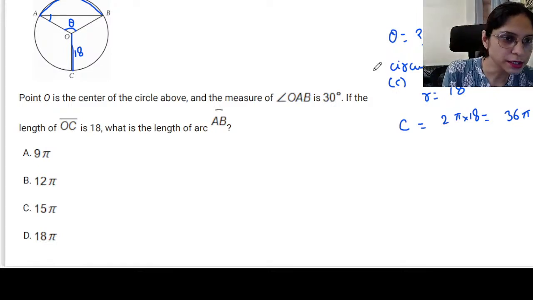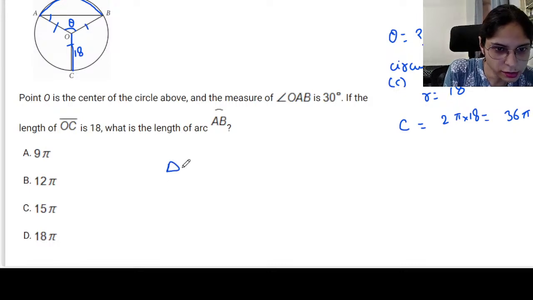Now how to get theta? Now all the radii are the same. So triangle OAB is an isosceles triangle.